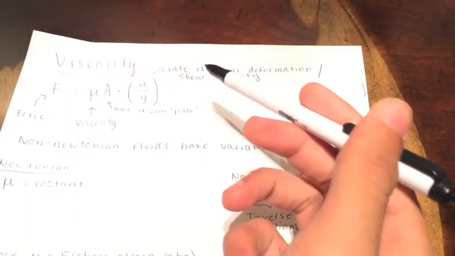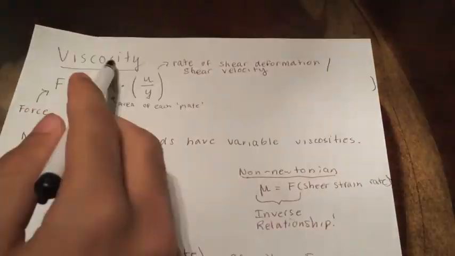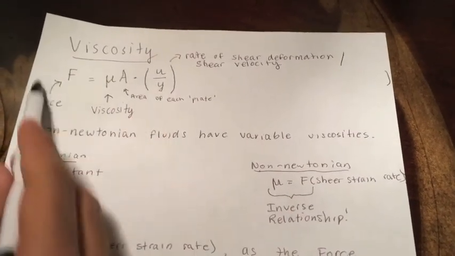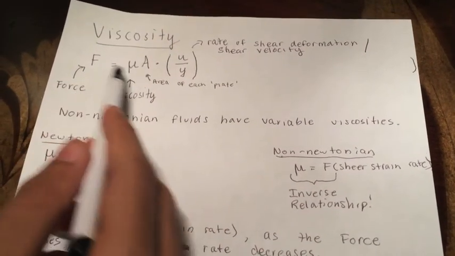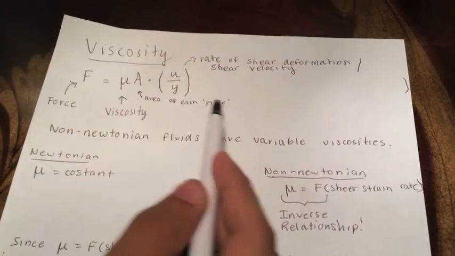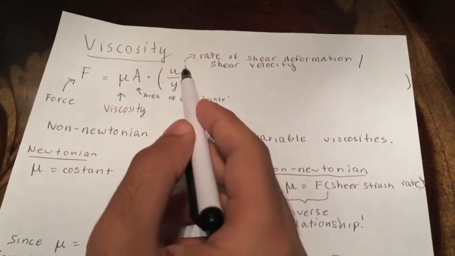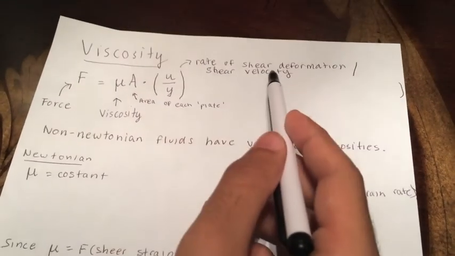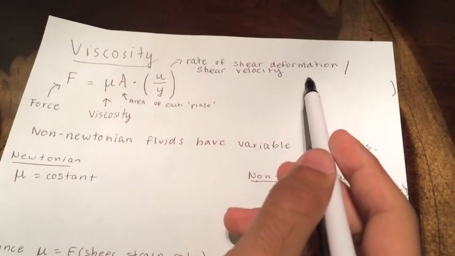The most interesting thing about non-Newtonian fluids is the viscosity. Viscosity is given here by this formula. F is the force, mu is viscosity, A is the area of each plate, and the ratio of U over Y is the rate of shear deformation, or the shear velocity.